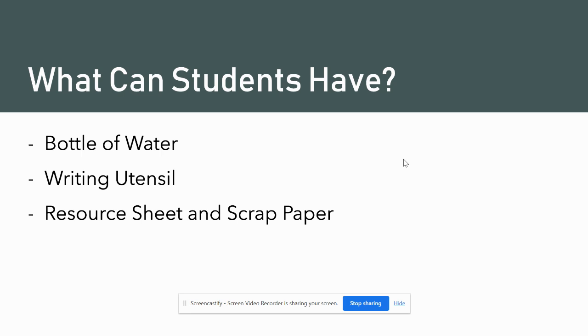What can students have at their desks? Very minimal things. They can have a bottle of water, a writing utensil, and they'll have a resource sheet and scrap paper. Everything else should be in their bags. Their bags should be placed at the front of the room, and they will not access them until everybody in the room is done testing. That should be understood right at the beginning.